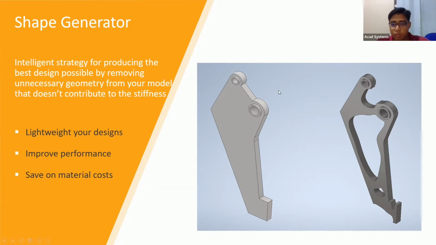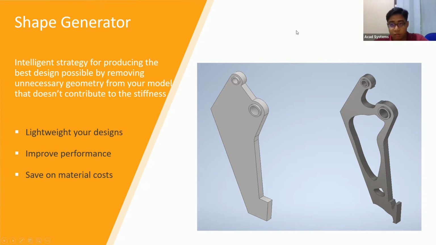Now, from here, we can see we have an example. On the left image over here, you can see we have this bulky item, and we want to remove some of the material. So what Shape Generator can do is give us an idea on where to remove the material without reducing the strength of the material itself, without our part failing. So we will have something that we like on the right side. Shape Generator allows you to reduce the weight, and because of this, it will improve your performance, and of course, it can help you to save material cost.